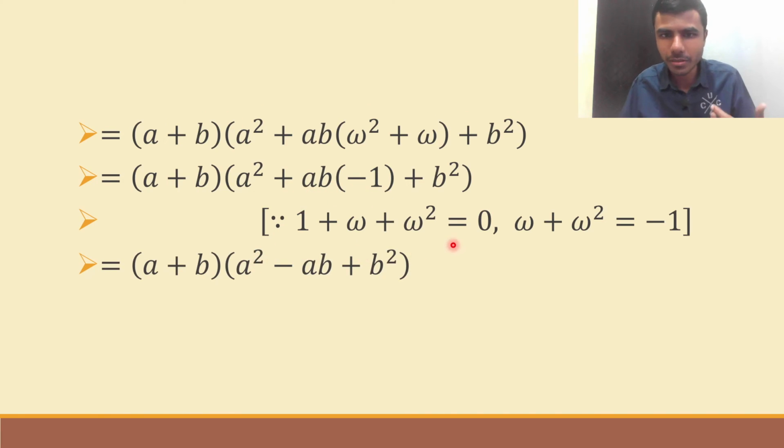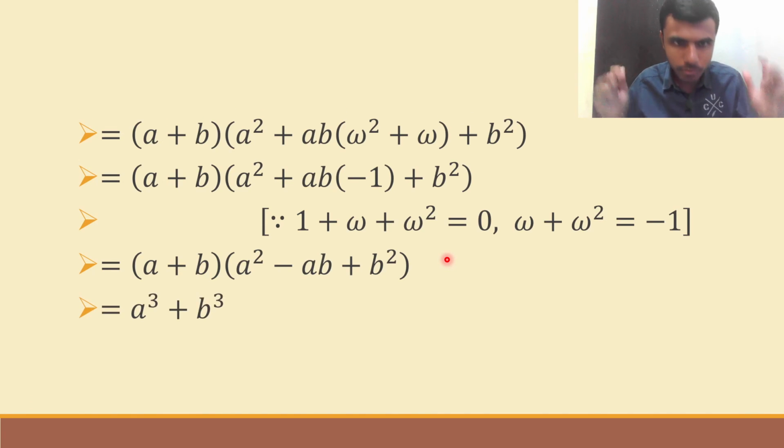So (a + b)(a square minus ab plus b square) is nothing but a cube plus b cube. This is nothing but a cube plus b cube. We get this from algebra.